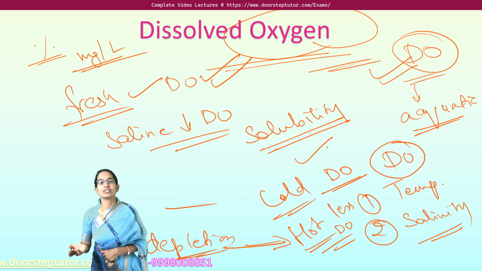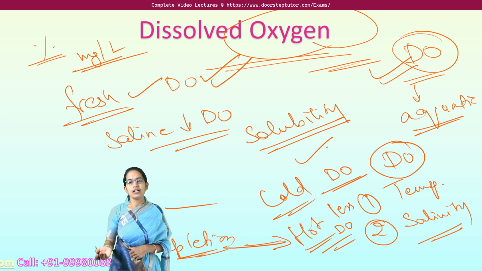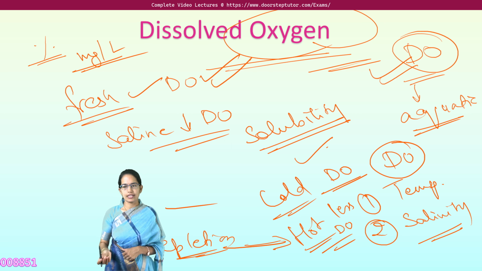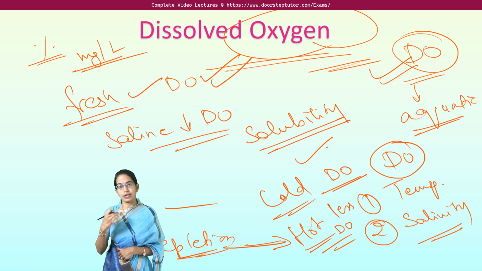Oxygen, as we know, is generated through photosynthesis by the green plants or some bacteria, and the oxygen that we breathe is actually produced by the green plants.